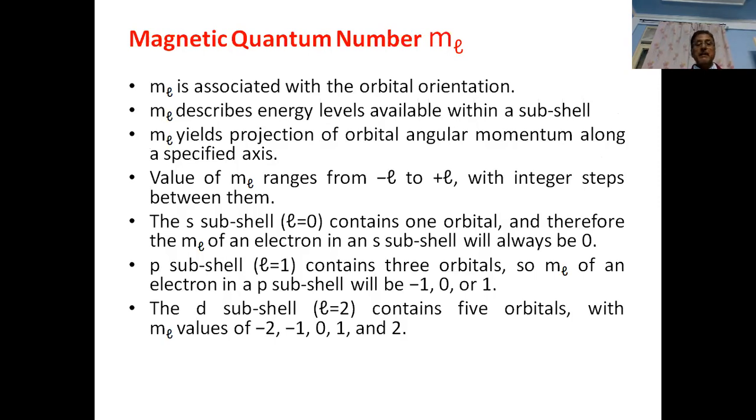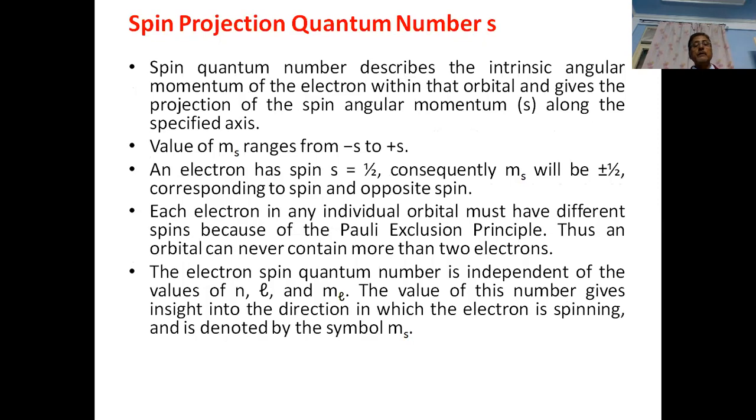The s subshell, l equal to 0, contains one orbital, and therefore the ml of the electron in this s subshell will always be 0. The p subshell, that is l equal to 1, contains 3 orbitals. So ml of an electron in a p subshell will be -1, 0 or 1. The d subshell, that is l equal to 2, contains 5 orbitals with ml values of -2, -1, 0, 1 and 2.